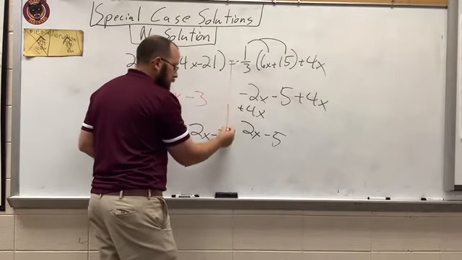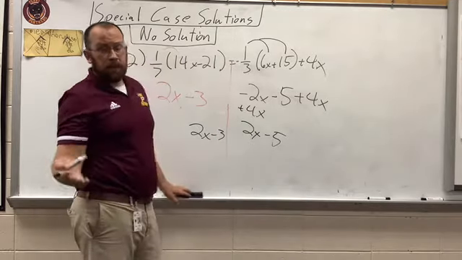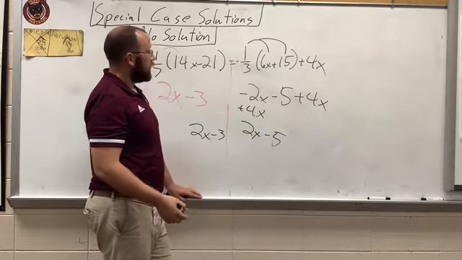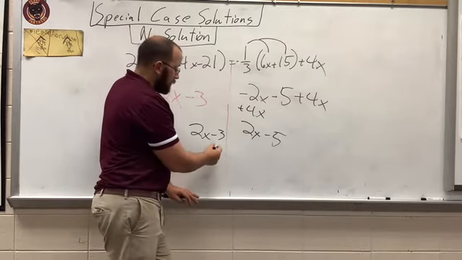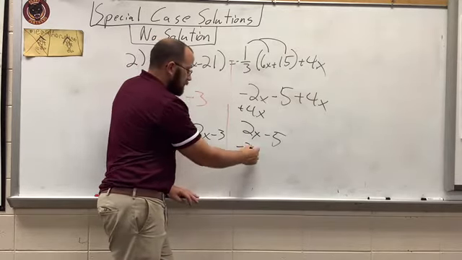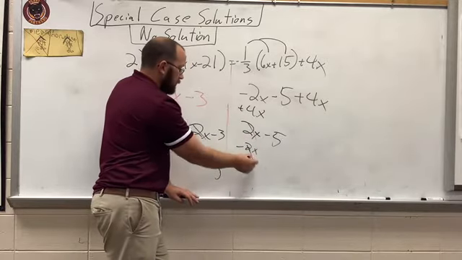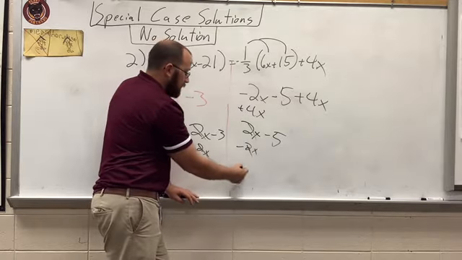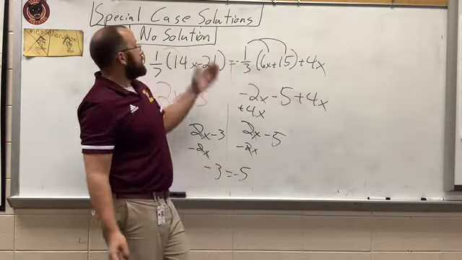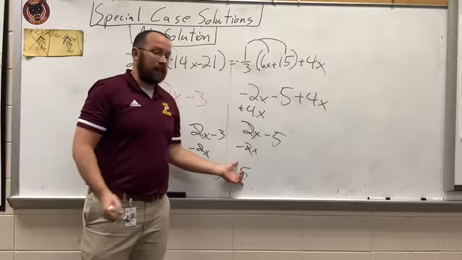Make this line a little darker. Now, just like with the other one, the infinite solution, we could solve from here, so we could say minus 2x, minus 2x, and that cancels both these out, gives me negative 3 equals negative 5. That's why this is a no solution, because negative 3 can never equal negative 5.